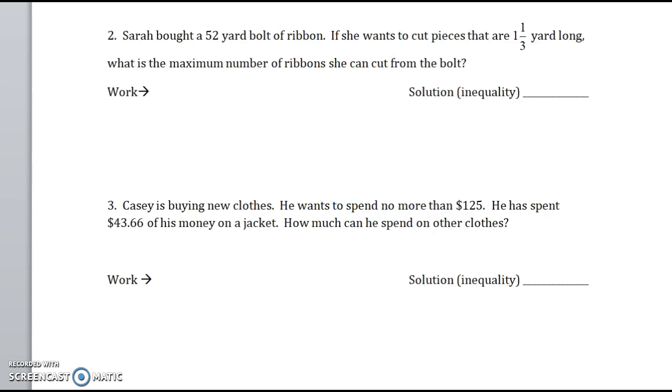So the second one, Sarah bought a 52-yard bolt of ribbon. She wants to cut it into pieces that are 1 1/3 yard long. So at some point, we're going to want to divide the 52 yards into 1 1/3 yards. So what's the maximum number of ribbons she can cut? So she's got a limit, which means each ribbon, which is 1 1/3 yard, times each ribbon. So X, we don't know that yet. That's what our X stands for. X equals the number of ribbons.